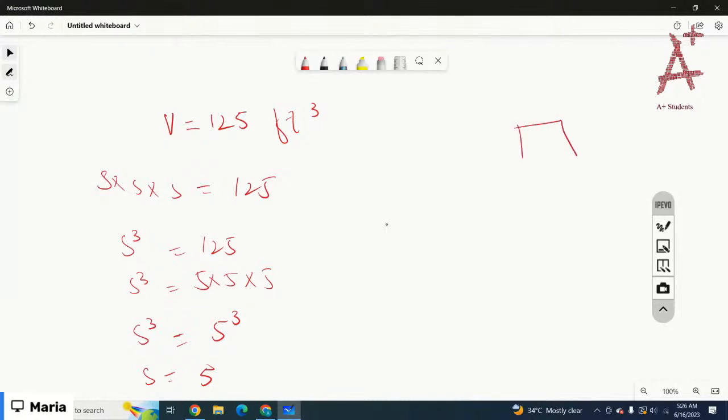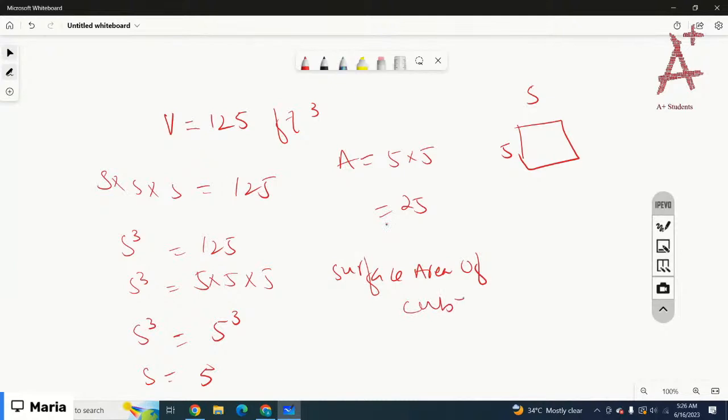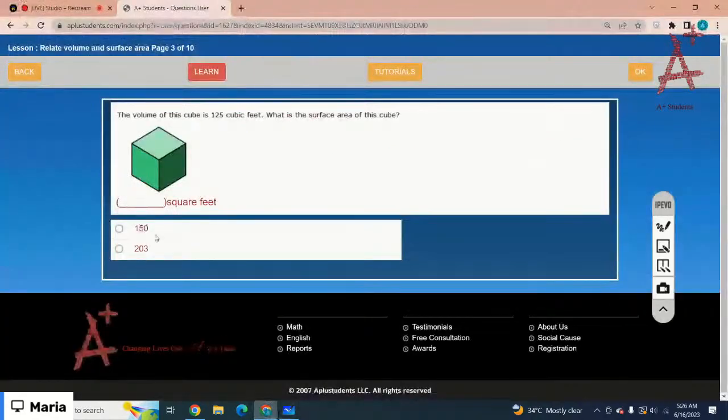Now you have the sides of the cube measure 5 and 5. Got it? First, you have to calculate the area of one face. That would be side times side. That is 25. Now you can calculate the surface area of the cube. You have to do 6 times 25. Got it? That means it is 150. Got it? So the correct option is 150 square feet.